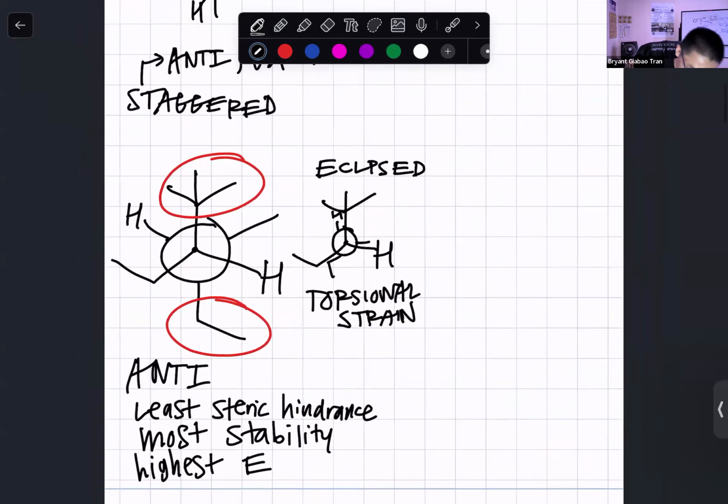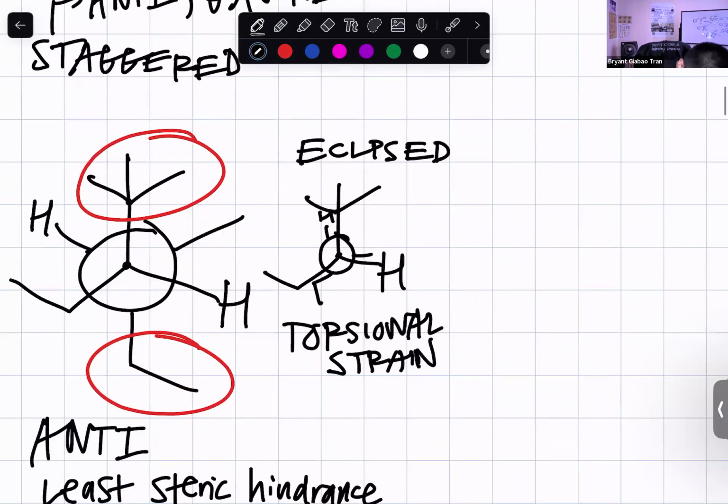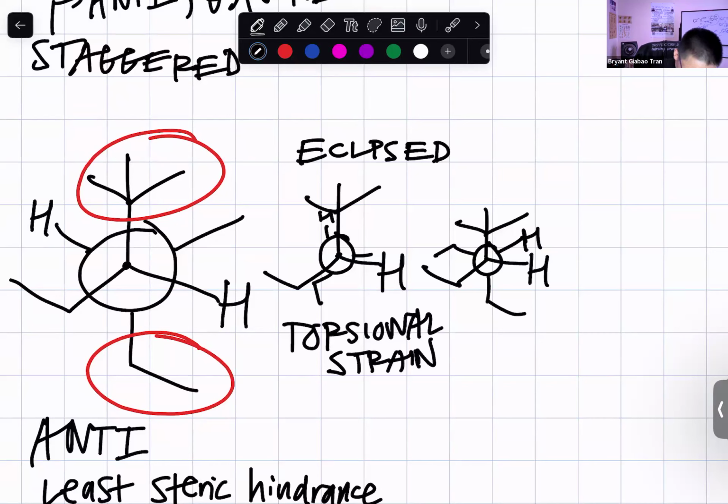Okay, let's rotate it 60 degrees one more time. Keep the front groups the same and rotate the back groups 60 degrees. Boom, boom, and boom. Does that make sense so far?